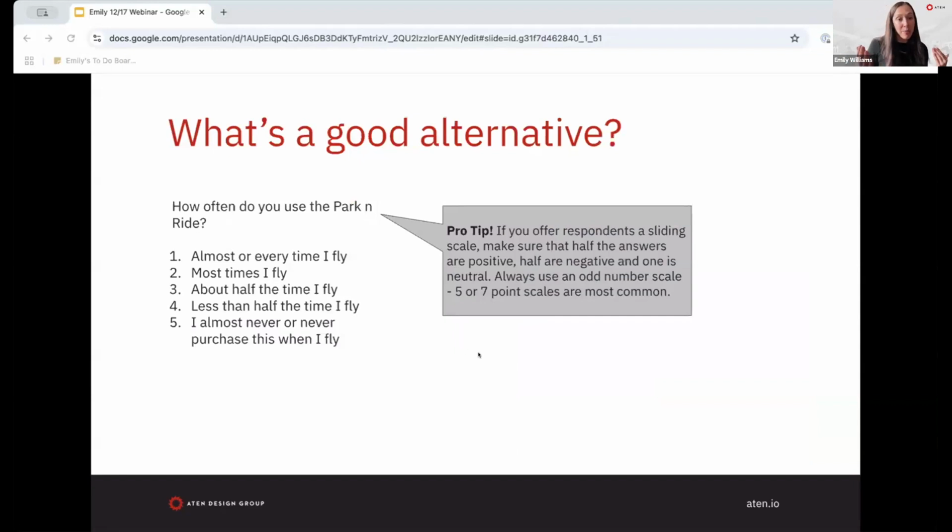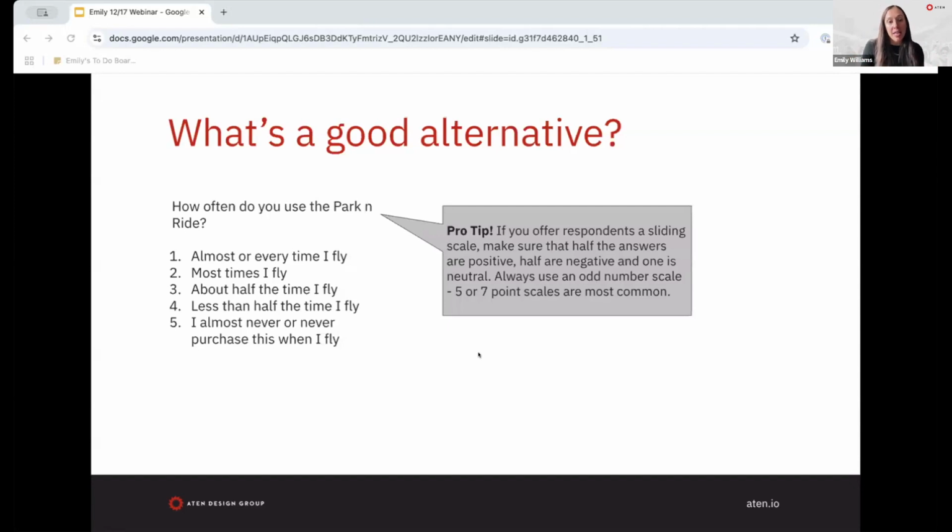And then again, now we have a Likert scale. And we have, as you can see, about half the numbers in the positive, half in the negative, and some neutral. This is going to give you a really good sense of a threshold for you to justify where to put something like a button for the park and ride or for parking information, right?